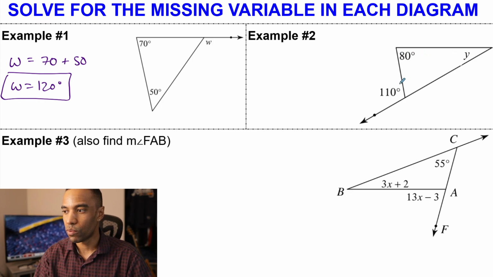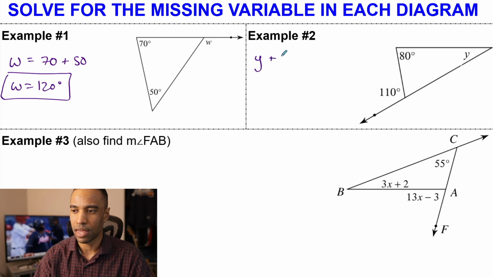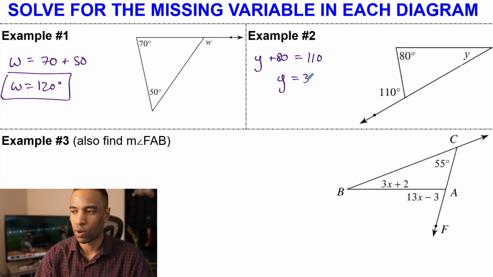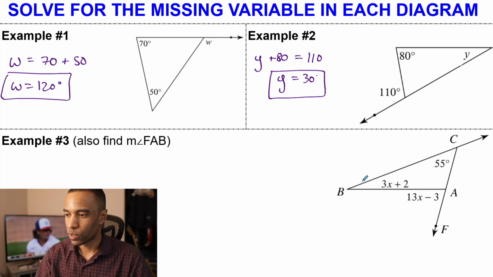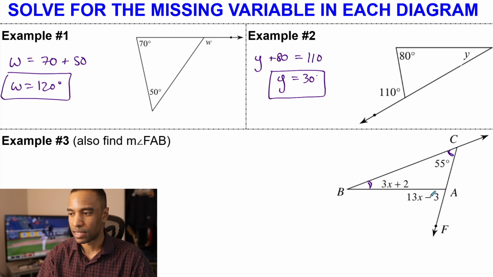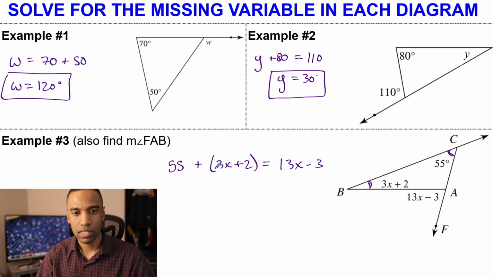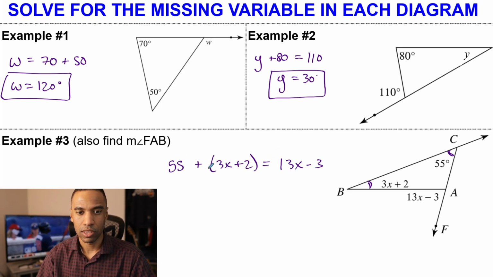All right, the next one right here, we know that the remote exterior angle is 110 by adding these two together, but we still have to find out the y right here. So we subtract 80 from both sides and we get y equals 30 degrees. Pretty straightforward. Okay, and then the last one, 3x plus 2 is this guy, just so you know, and then there's the 55, and then here's the remote exterior angle. So let's add these two to set it equal to that and solve for x. So here's the setup right here as you add those two, and it equals, again, the remote exterior angle.